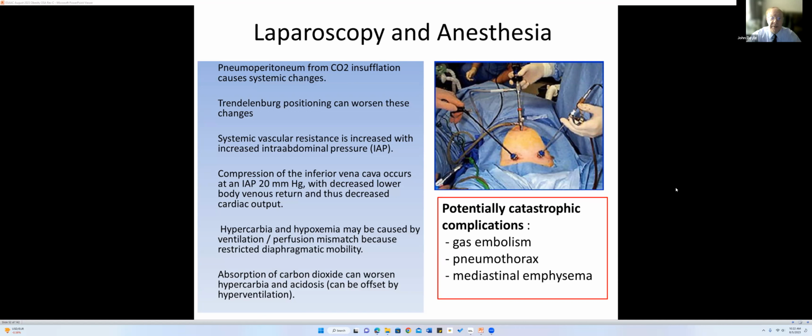Hypercarbia and hypoxemia can be caused by ventilation perfusion mismatch because of restricted diaphragmatic mobility. And all of this means that there are potentially catastrophic complications, including absorption of CO2 that can worsen hypercarbia and acidosis. Gas emboli can be a problem with laparoscopic procedures. Pneumothorax can occur, and mediastinal emphysema can occur.